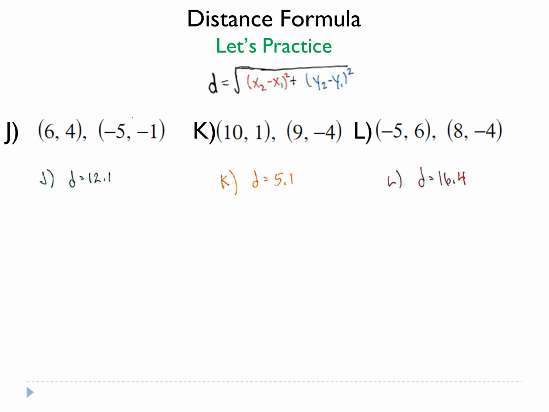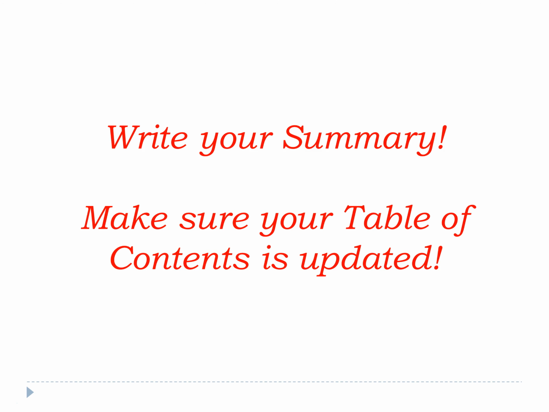Now, if you didn't get these answers, again, I encourage you to go back to example A, B, and C. They show exactly how I am substituting into the distance formula. Even if you substituted the first point as x1, y1, and the second point as x2, y2, you will get the same answers. So that's it, all the examples I have for this one.